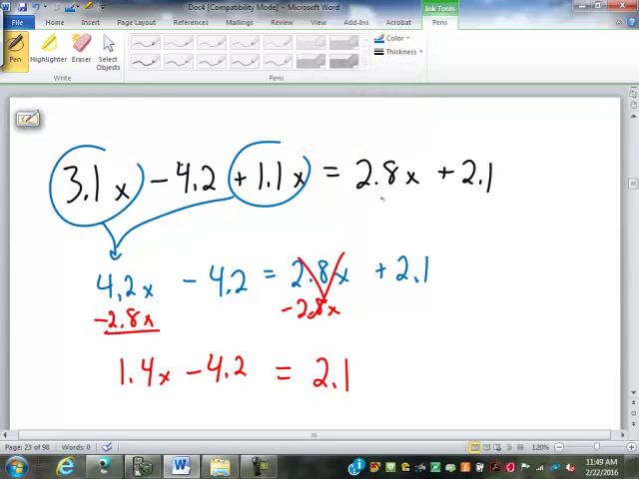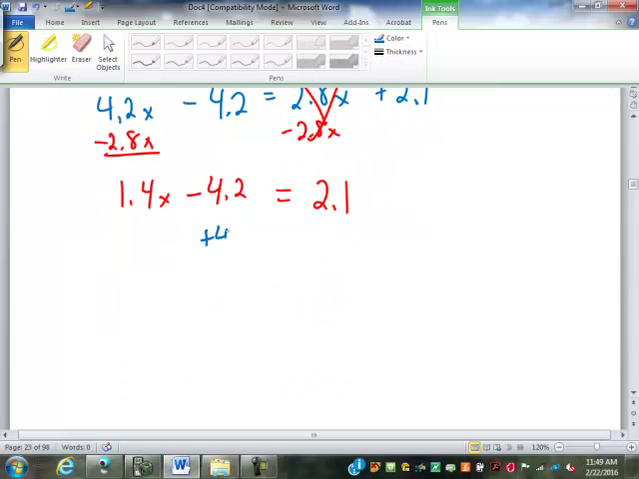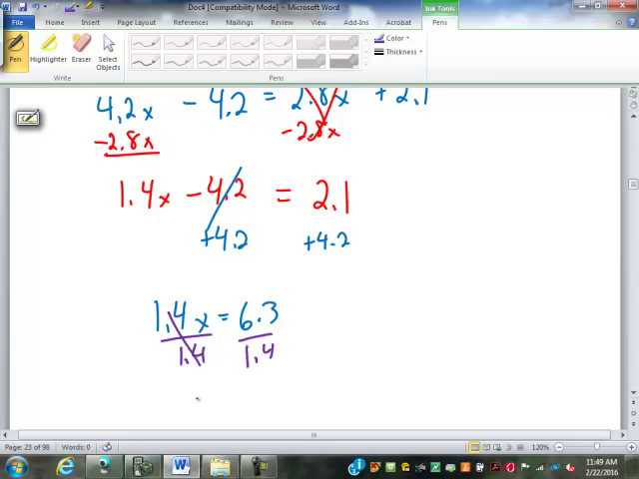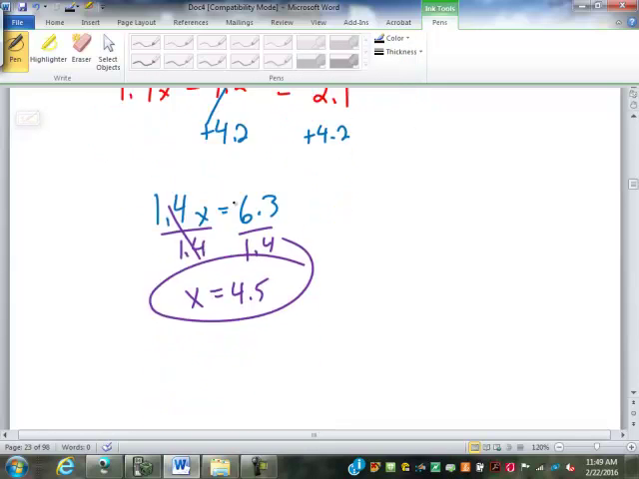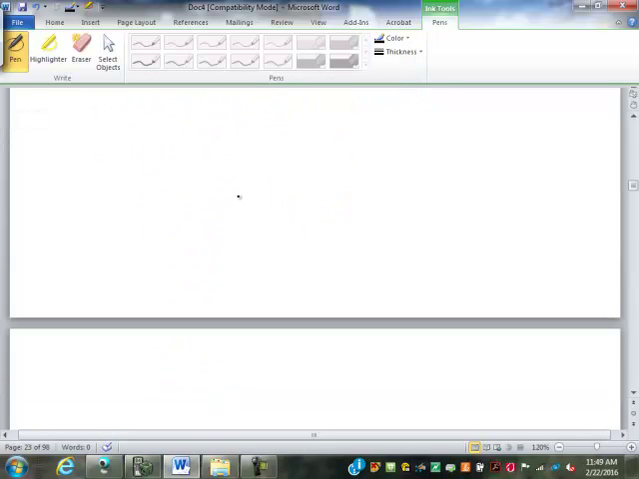And then we'll go ahead and add 4.2. 1.4x equals 6.3. And then we'll divide by 1.4 to get x equals 4.5. How many of you got 4.5? Perfect. Well, let's step it up a notch.